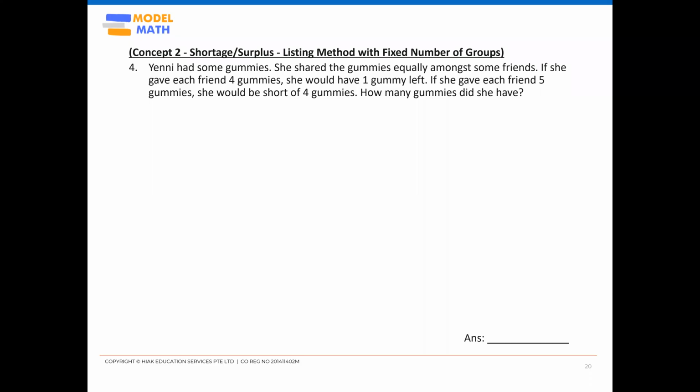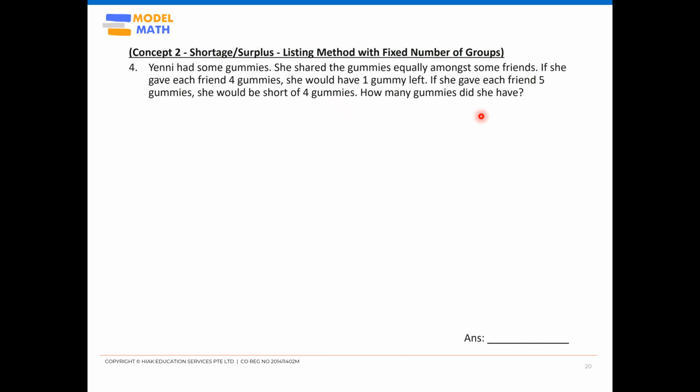So Yenny had some gummies. She shared the gummies equally among some friends. If she gave each friend 4 gummies, she would have 1 gummy left. And if she gave each friend 5 gummies, she would be short of 4 gummies. How many gummies did she have?